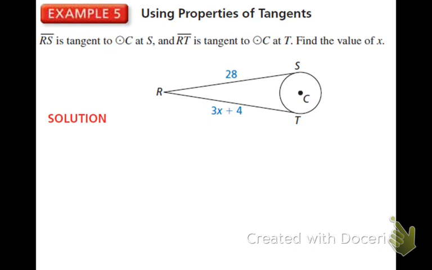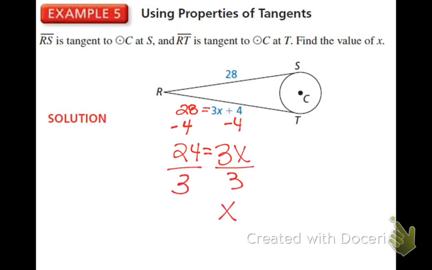because of that theorem, if RS is 28, that means RT is also 28. Did we solve for X like the directions say? No. A lot of people would just circle 28 because they think that's the answer. It's asking for what x is. So you can just solve for x. What would we do first? Subtract 4. So we set them equal. Subtract 4. 24 equals 3x. Divide by 3. And that is all you do on this type of problem.